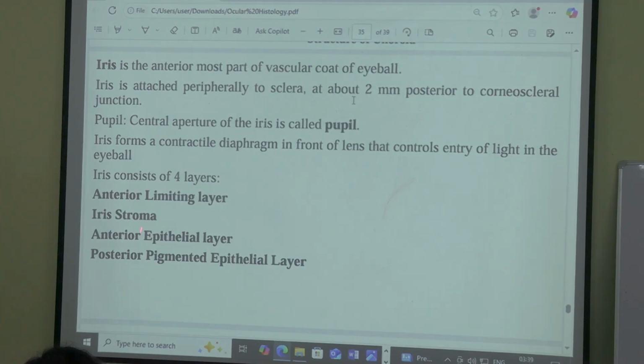There are 4 different layers, and in each and every layer, what is present? What are the cells, what are the fibers? This will be discussed in the next class, and along with that I will continue with the retina. Okay, thank you.